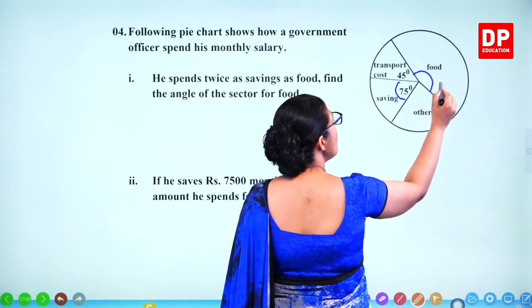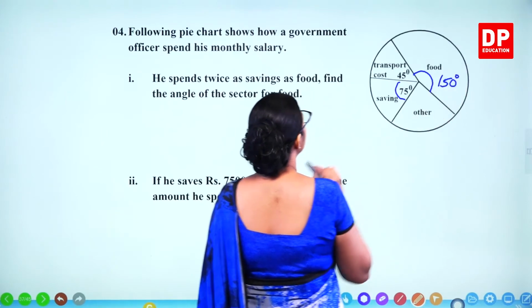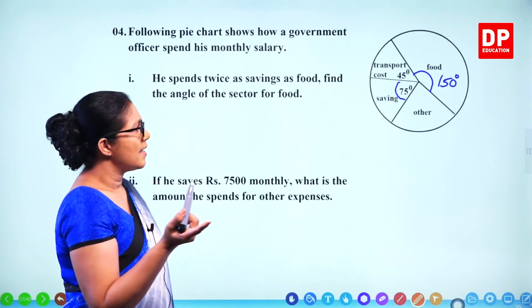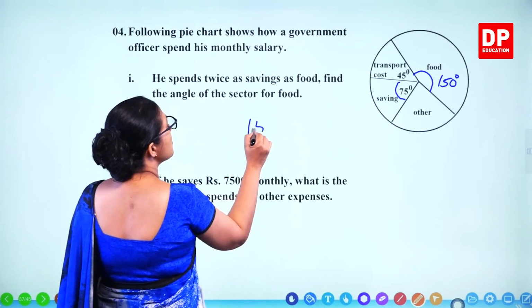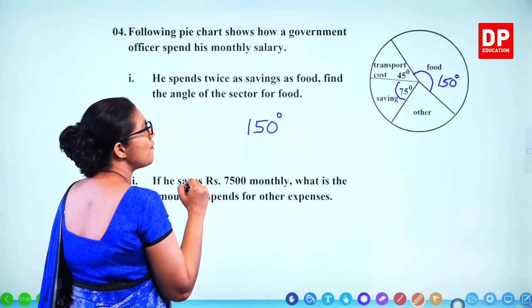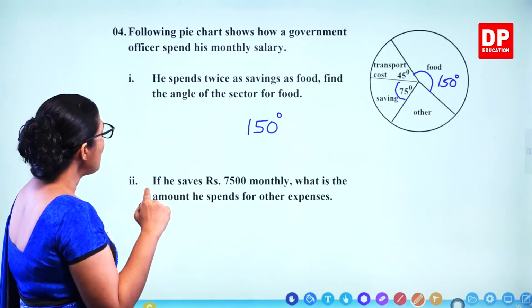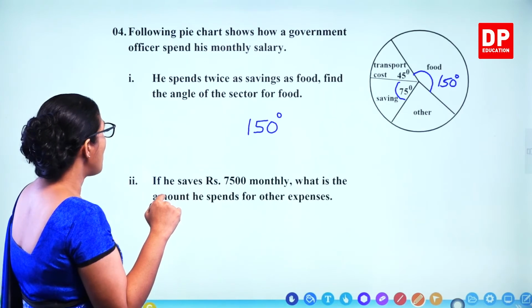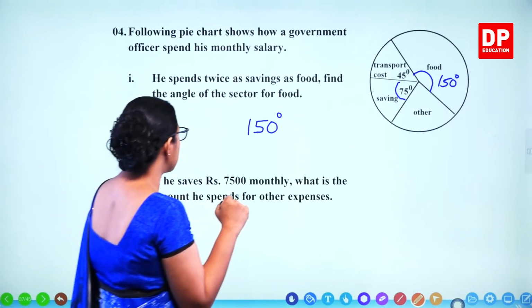75 times 2, 150. Find the angle of the sector for food. That's easy. Just multiply by 2. That's 150 degrees. If he saves 7,500 monthly, what is the amount he spends for other expenses?